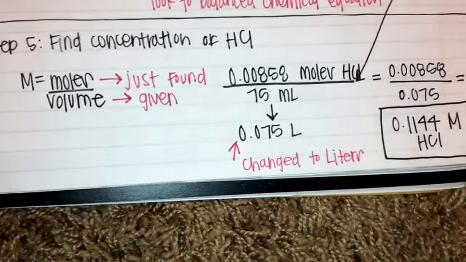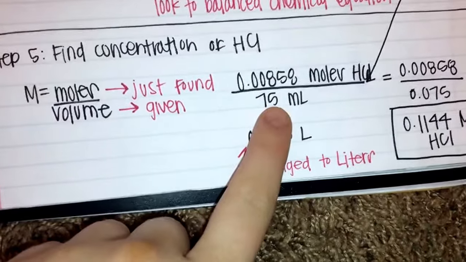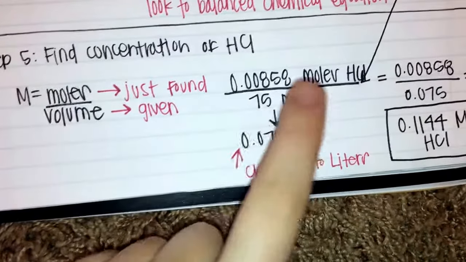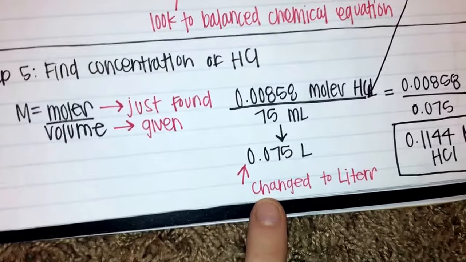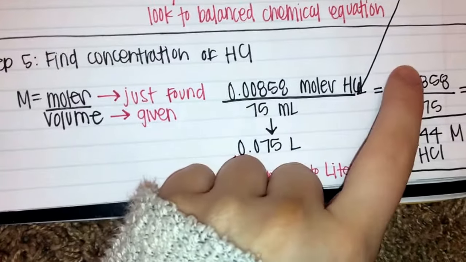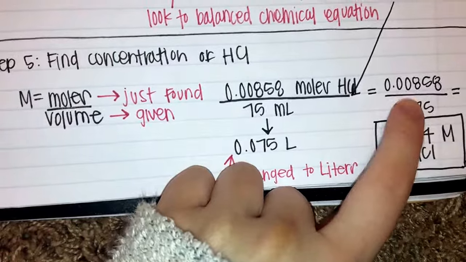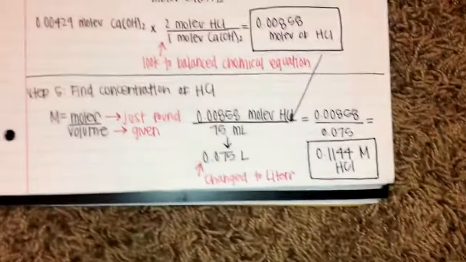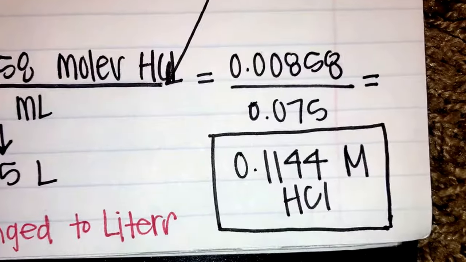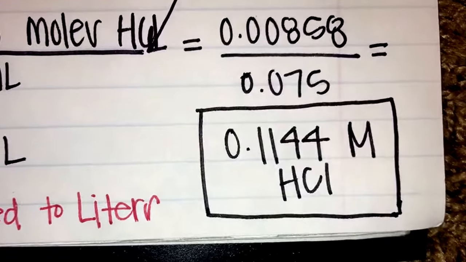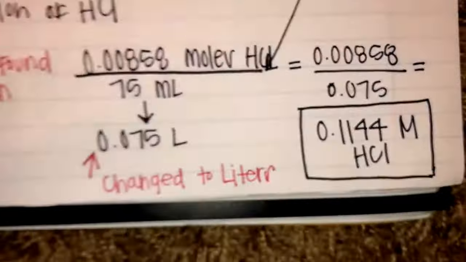So plugging in the numbers, the moles of HCl over the volume given. The volume given in the problem is in milliliters, so we are going to convert to liters. So make sure you do that. When you divide the moles of HCl over the volume of HCl, you get the concentration of HCl, which is 0.1144 molarity of HCl. And you are done with your problem.